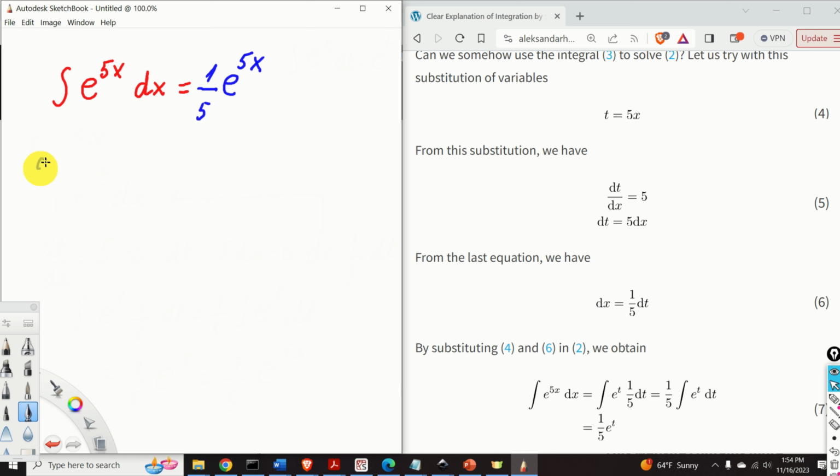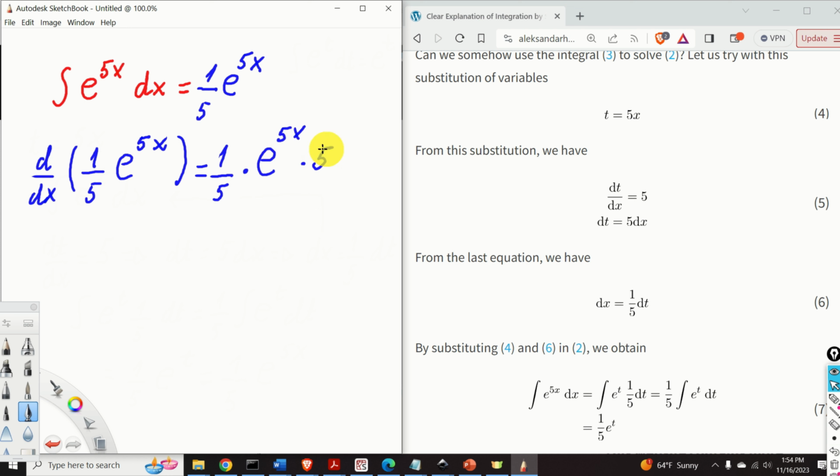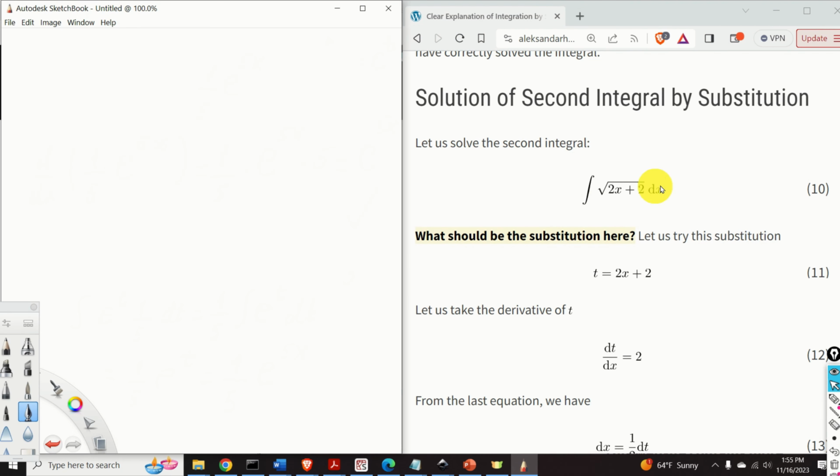So let's do that. d/dx of 1/5 e^(5x) is actually equal to, let's solve this. We have 1/5 multiplying e^(5x) multiplying the derivative of 5x, which is simply 5. And as the result, we actually obtain e^(5x). And that's it. We have correctly solved this integral. Perfect. Okay, let's now try to solve this integral.